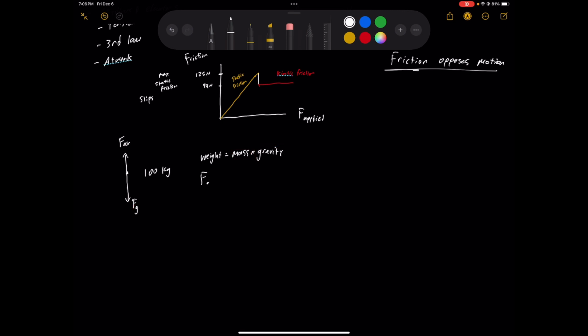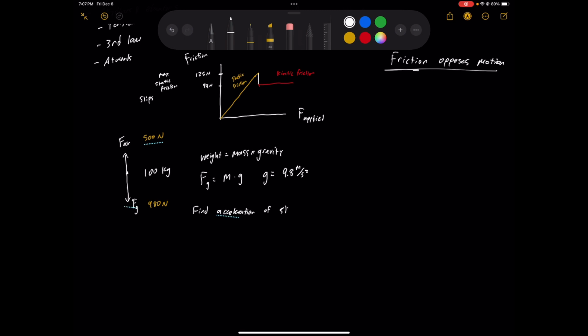So F sub g is equal to mass times gravity, where the surface gravity on Earth is 9.8 meters per second squared. That's the acceleration due to gravity on planet Earth. Here we know he has a mass of 100 kilos, and we're skydiving on planet Earth. So if I write down what the forces are, let's say we have 500 newtons of air resistance and 980 newtons of the weight force. Say you had a problem like this, and you need to find the acceleration of the skydiver.